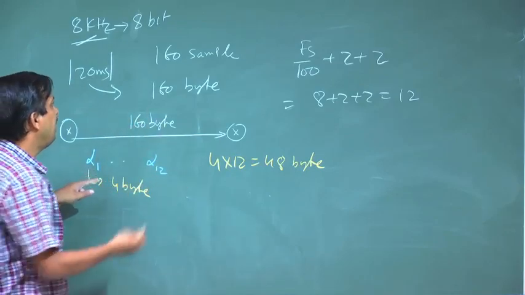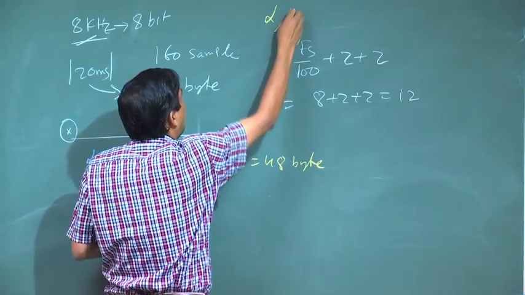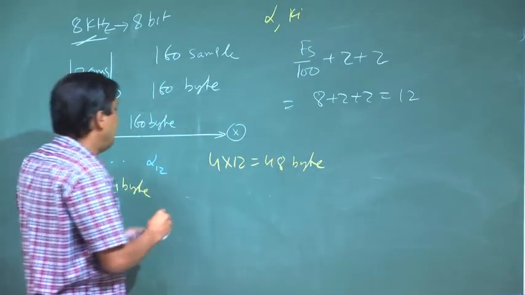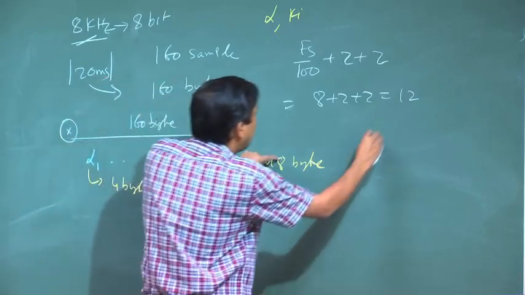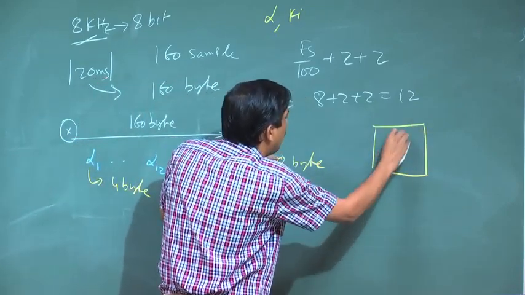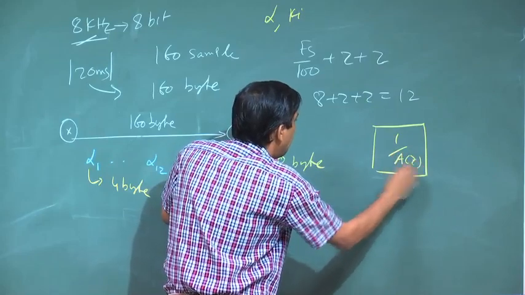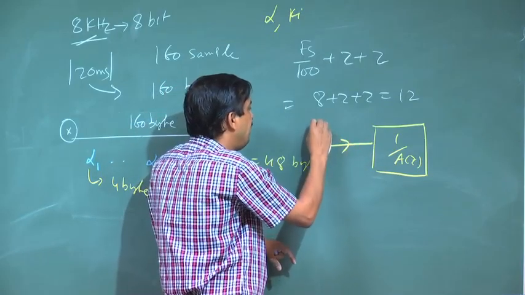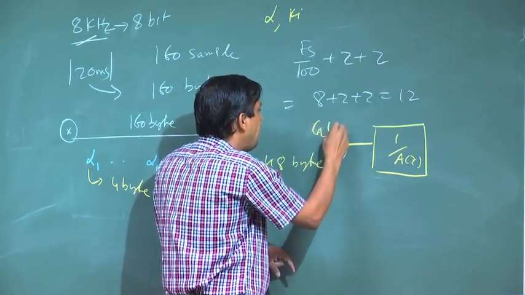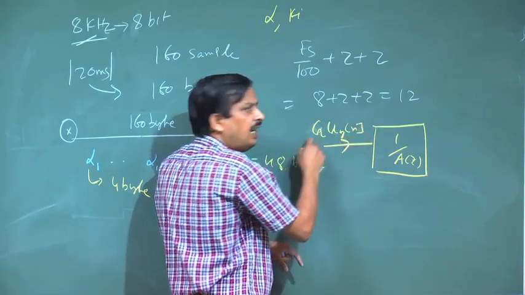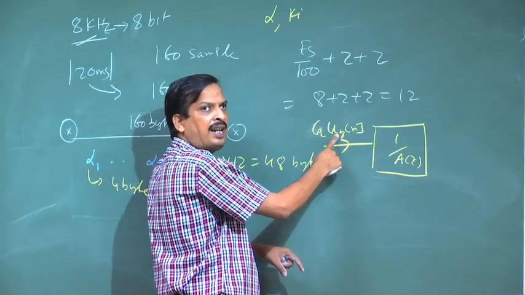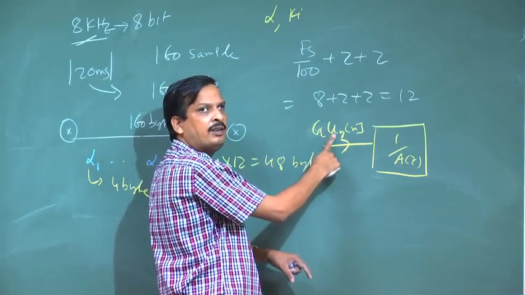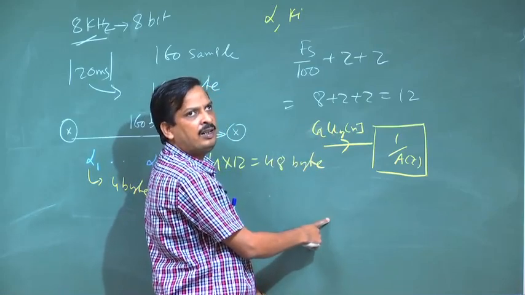Now it is said that if I know the alpha values or k_i values, then at the receiving side I can implement the filter 1 by A(z), and apply the gain and the error signal. What is the error signal? Nothing but excitation. If it is voiced, then the excitation is nothing but an impulse. If it is unvoiced, the excitation is nothing but noise.